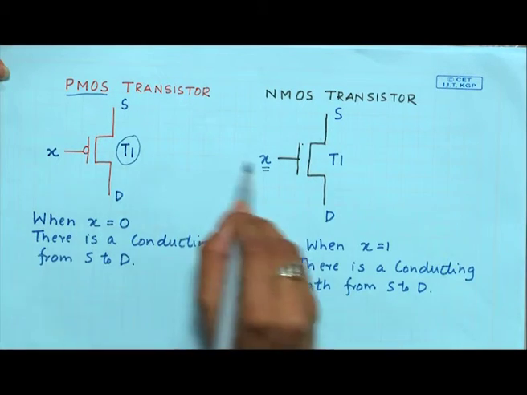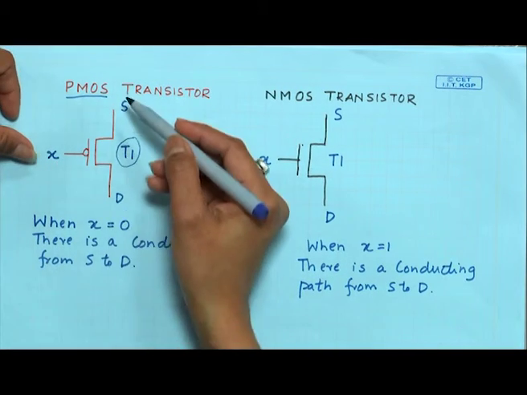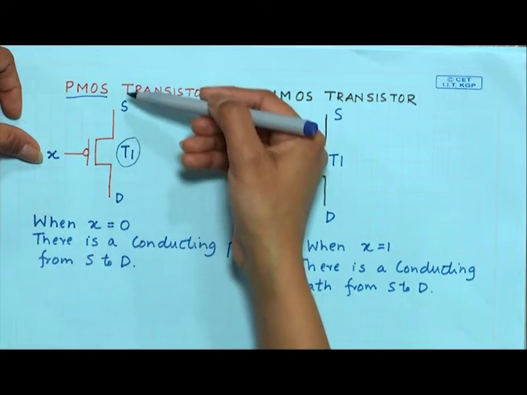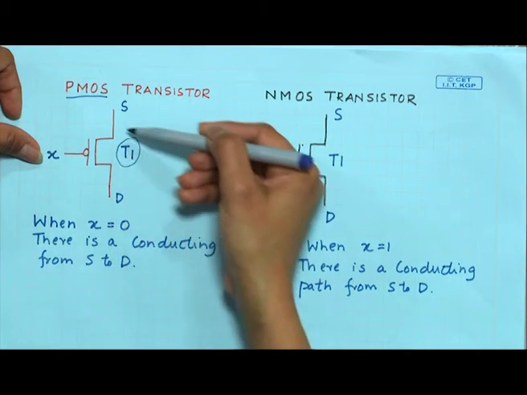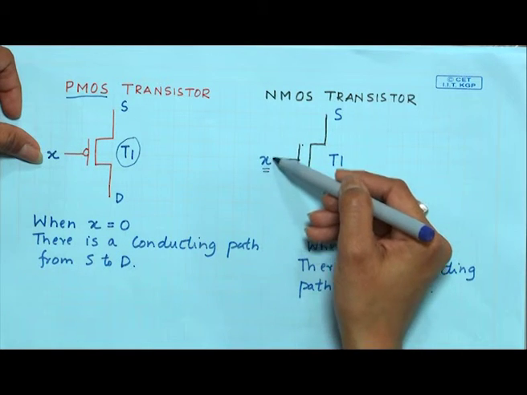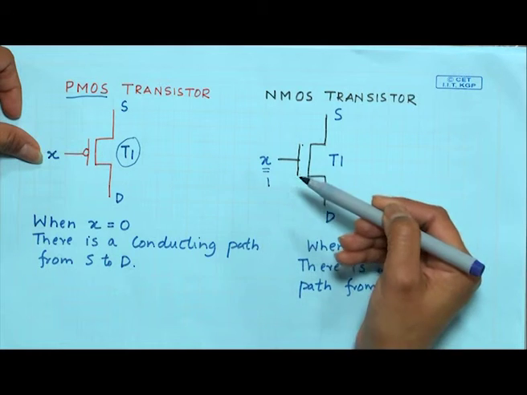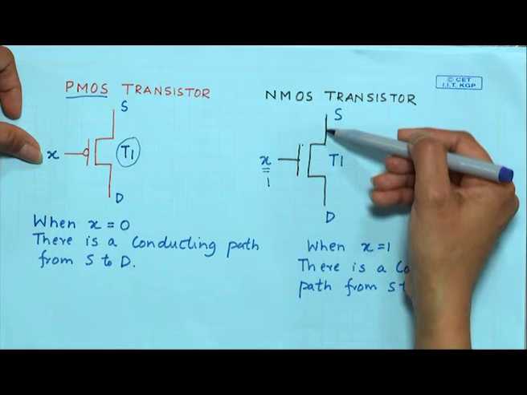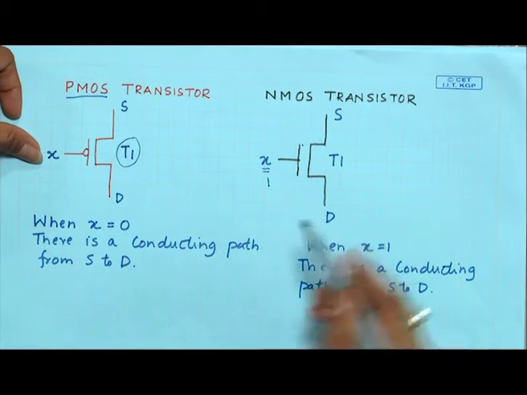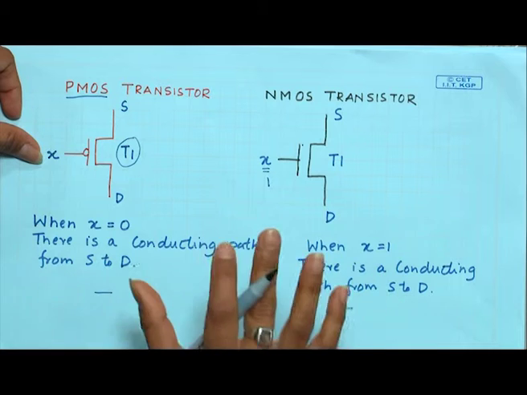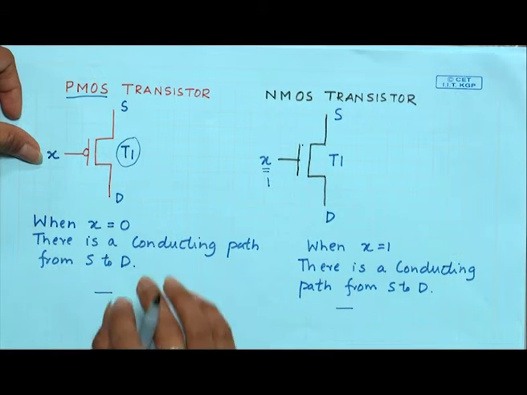So, what is the difference between these two? In PMOS, if the input of this is 0, then only it will be conducting, this switch can be made on, and in NMOS, if this input is 1, then only this transistor will be on, that is, there will be a conducting path from S to D. So, we need to know these two, PMOS and NMOS transistors, because these transistors are used to build your memory chip.